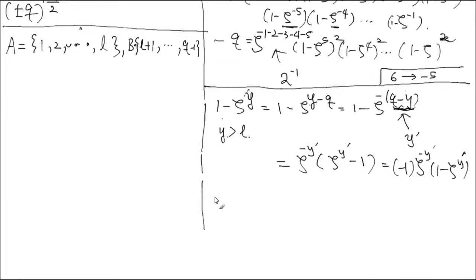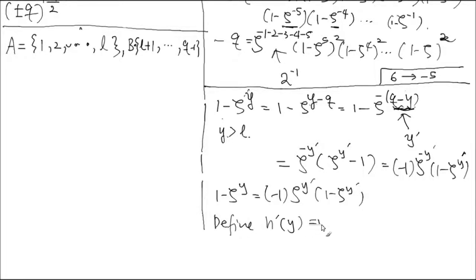Let me summarize it here. 1 minus zeta to the y is equal to negative 1 and zeta to the y prime. That's the kind of complementary version, mod 11, and 1 minus zeta to the y prime. Something that we've been doing earlier in this whole part. Okay? So I decided to call this y going to the y prime appearing here as a function. So I just defined h prime of y to be y prime. It's just a notation, function notation.